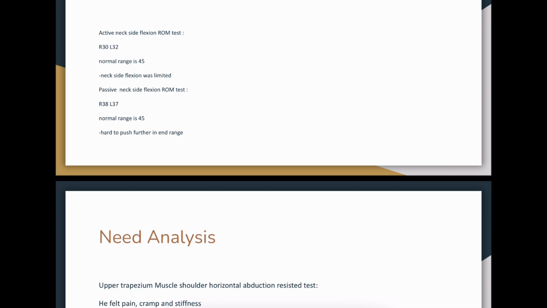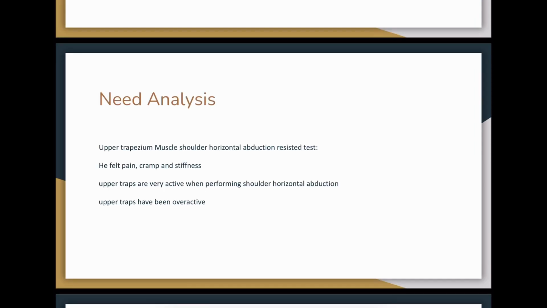Also, I have to do the upper trapezius muscle shoulder horizontal abduction resistance test. He feels upper trapezius pain, clunk, and stiffness. So I think his upper trapezius is overactive, because when we perform shoulder horizontal abduction, mainly we focus on the mid trap and lower trap.